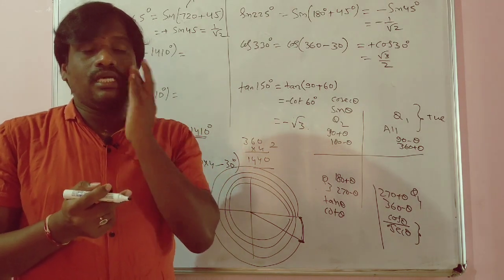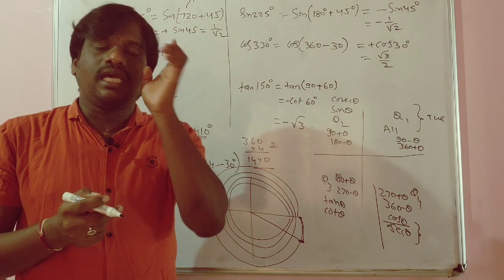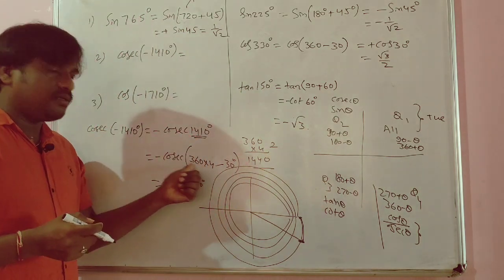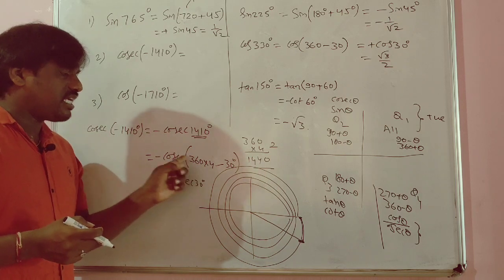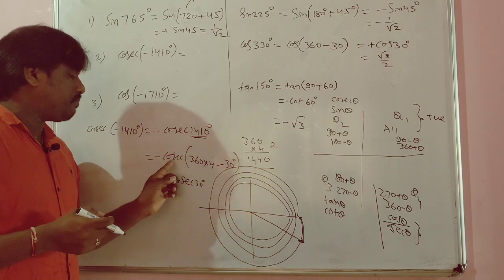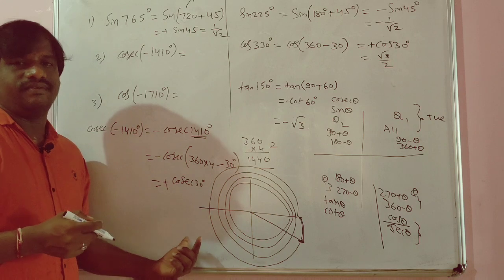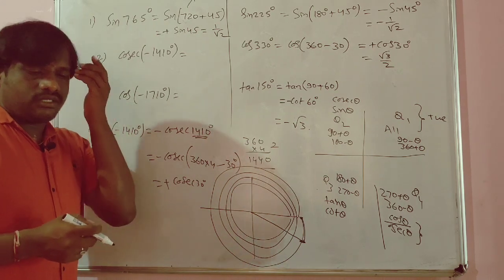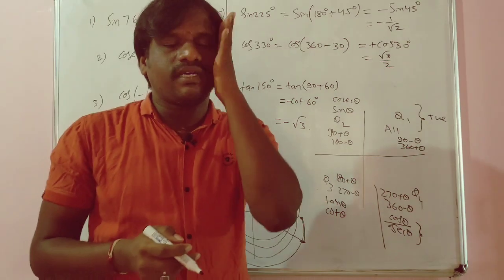92s are how much? 180. So there will be no change. 94s are 360, no change. So these are the 90 multiples. So with an even-time multiple of 90, cosec stays cosec itself. If it is an odd-time multiple, then cosec is changed into sec. That's it.